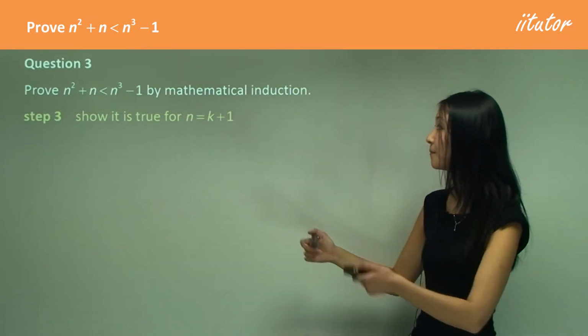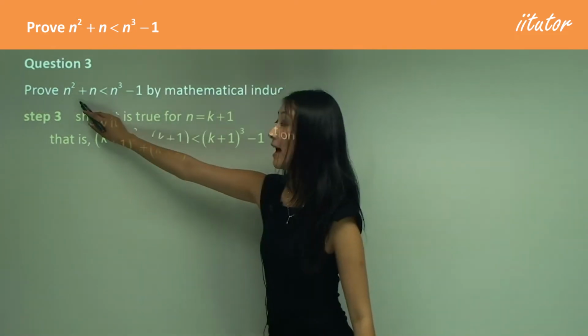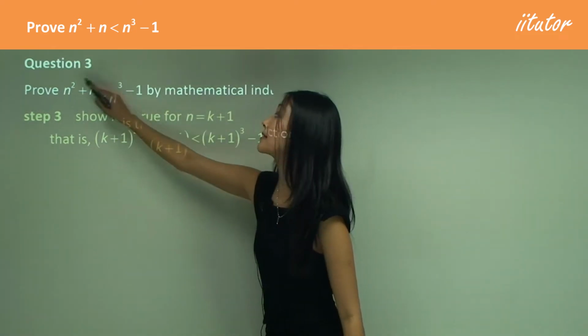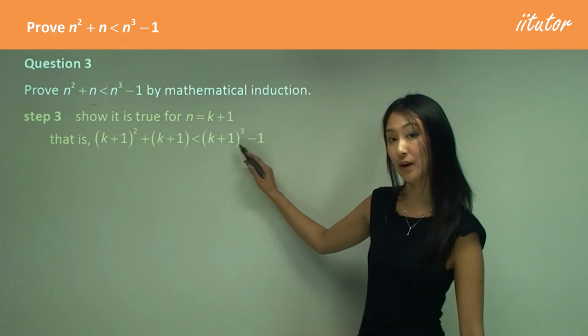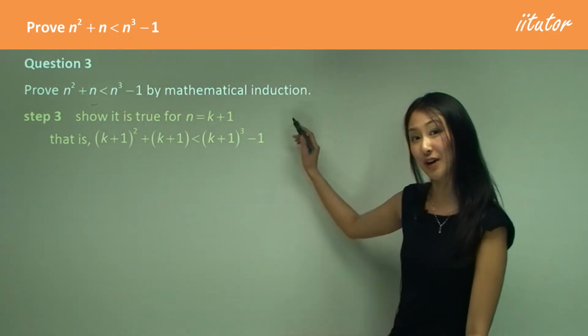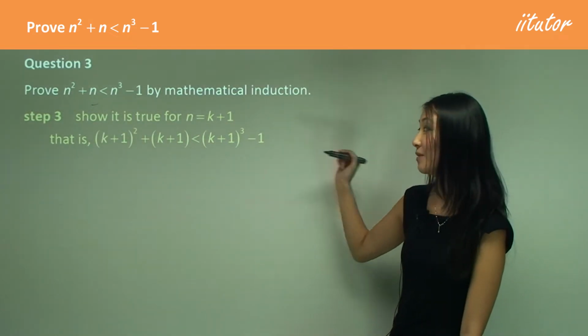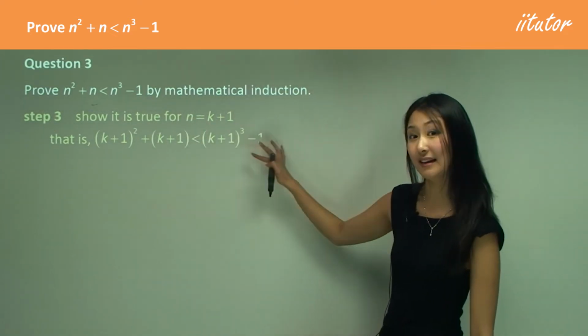We've made the assumption and we move on to step 3, where we show it is true for n equals k plus 1. So substituting that into here, that is k plus 1 squared, plus that becomes k plus 1. This becomes k plus 1 cubed minus 1. So this is the inequality we're trying to prove. So I want you to keep that in mind. We want to prove that this side is less than the other side.